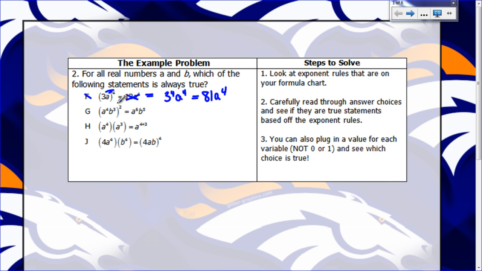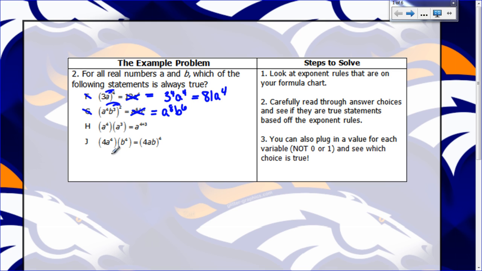So now let's look at G. Again, it's the same thing. I'm going to have to distribute this exponent to everything inside, and so I'll be multiplying those exponents together. So I'll end up with a to the 8th and b to the 6th, which is not what this answer choice says. They added instead, so it's not G.